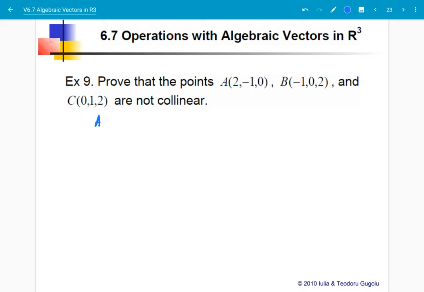Okay, example 9. Prove that the points A, B, and C are not collinear. So what we have to show, for example, is that AB is not a scalar multiple of, let's say, BC. Okay, so let's do AB.